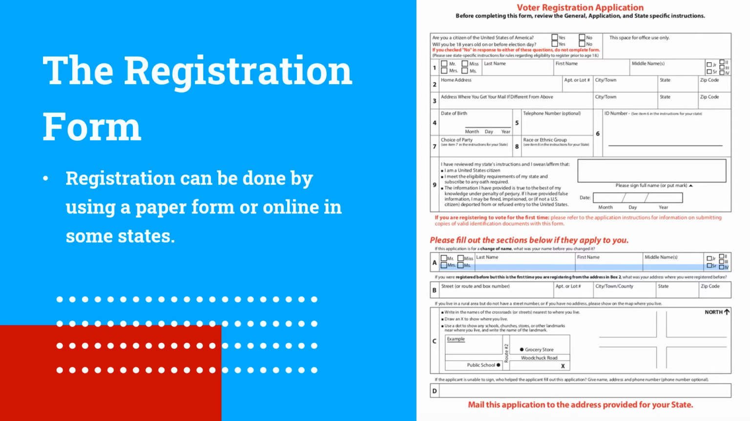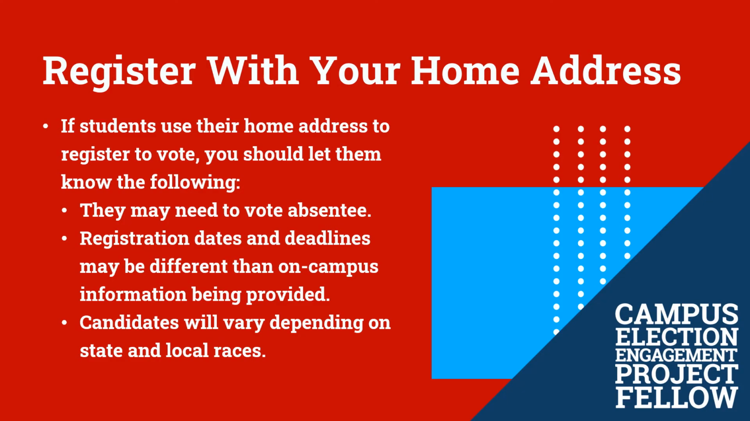Voter registration should be updated every time a person moves. Students choosing to register to vote with their home address may be required to vote absentee or vote by mail if it is available in their state. Stress to these students that their registration dates, deadlines, and candidates may be different than the on-campus voter information that is being provided. If more guidance is needed to help students on which address to use, contact your state director.